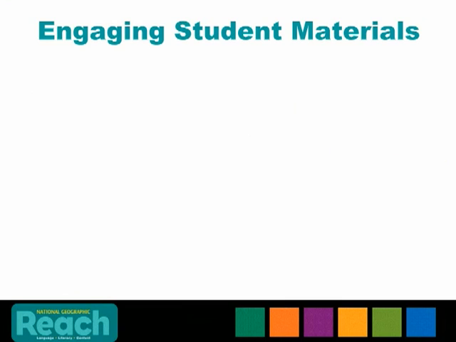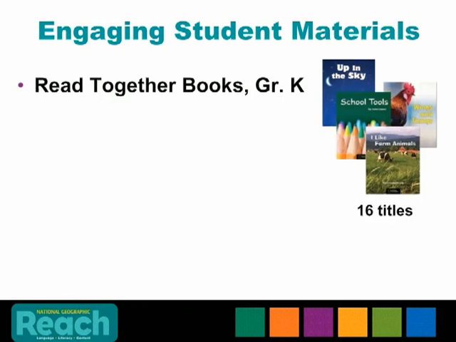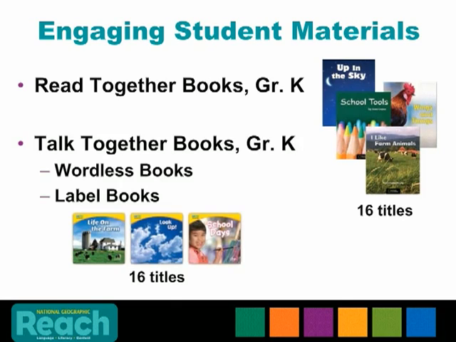For the kindergarten level, students receive 16 titles, 2 per unit, of the Read Together books, and 16 titles, 2 per unit, of the Talk Together books, including wordless and label books. All of these student materials across all grades K-5 contain rich National Geographic content to support the language, literacy, and content instruction in REACH.